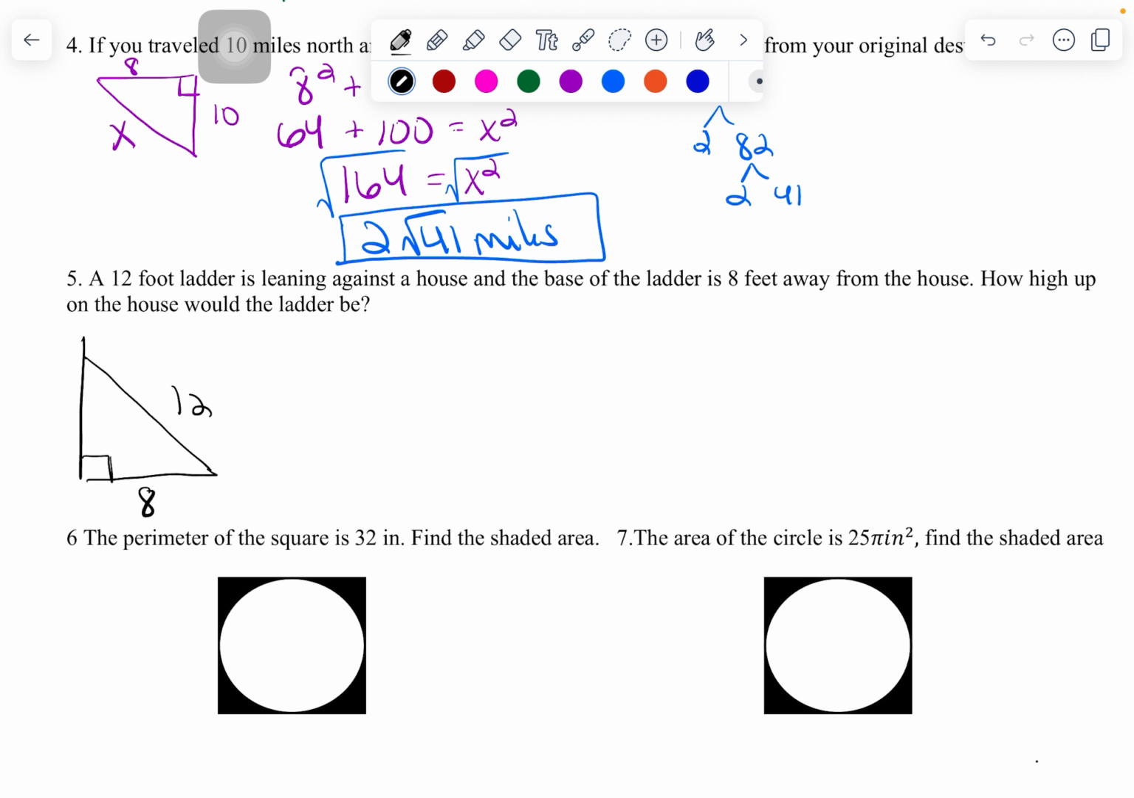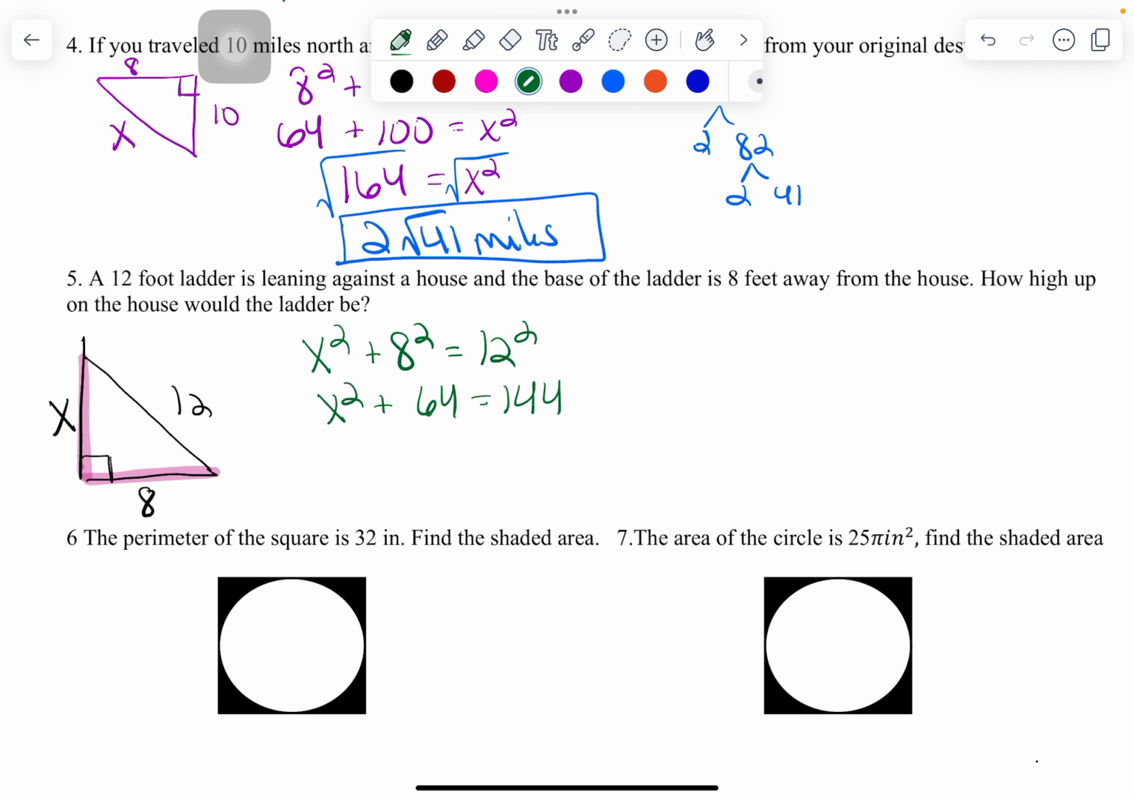All right, how high up on the house will the ladder be? So there's going to be my x. Now, your right angle is the x side and the 8 side, so those are the 2 legs. Let me get all my words in the right order in my brain before I try and say it. So x squared plus 8 squared equals 12 squared. So x squared plus 64 equals 144.